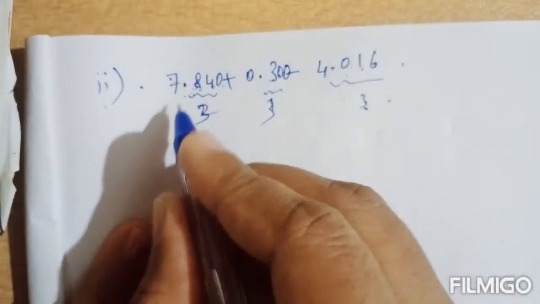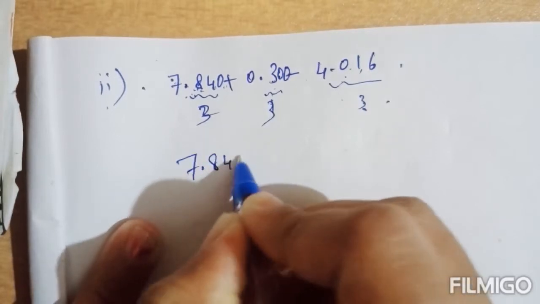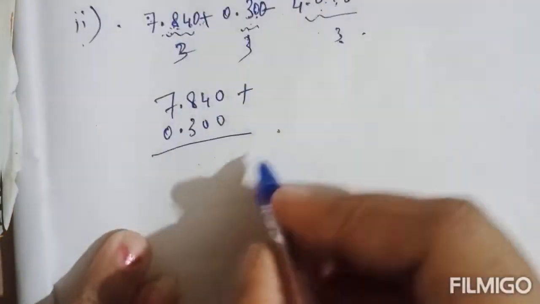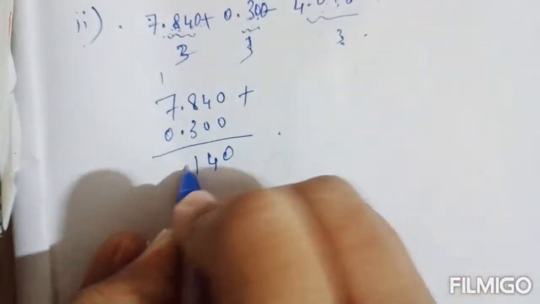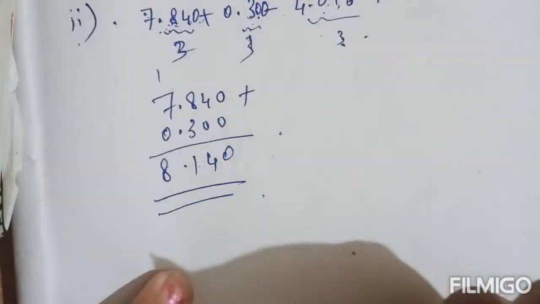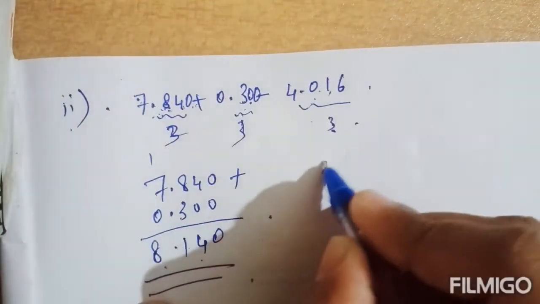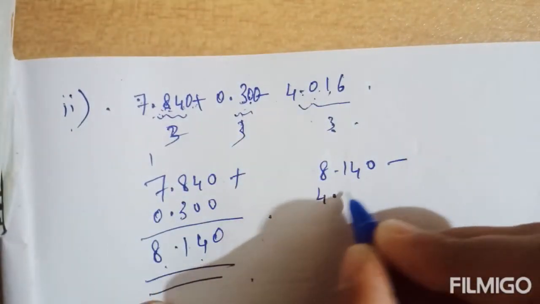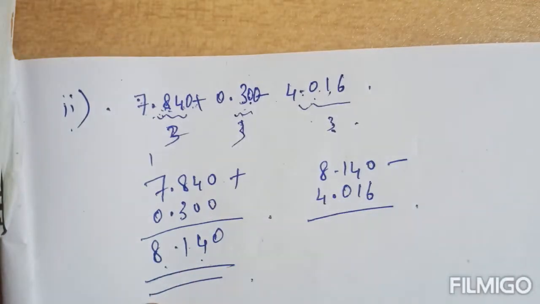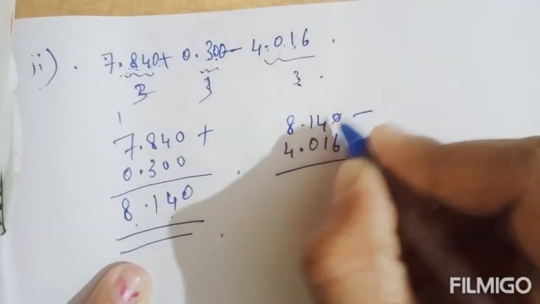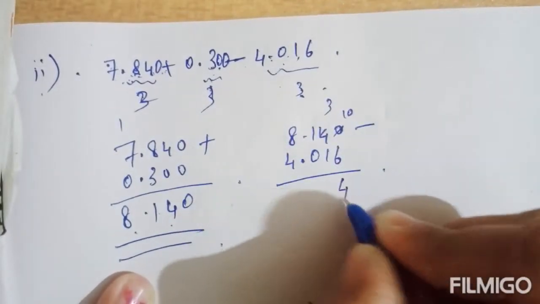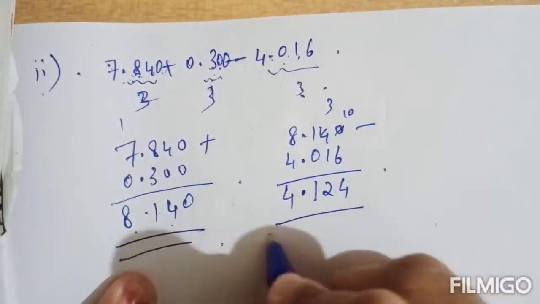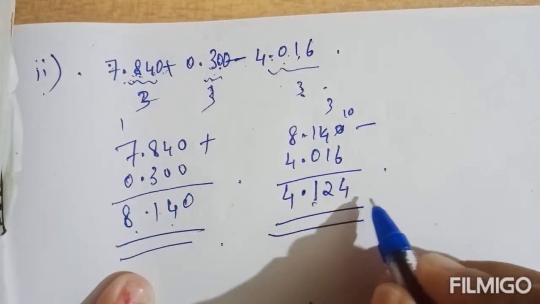Now on adding, first 7.840 you have to add with 0.300. So 0, 4, 11, 7 plus 1, 8, 8.140. Okay, now from that result 8.140 you can subtract 4.016. Here it is the subtraction sign. Now here it will be 10, here 3, so 4; here 2, 1. The decimal point is coming, 4. So this will be the answer, 4.124.